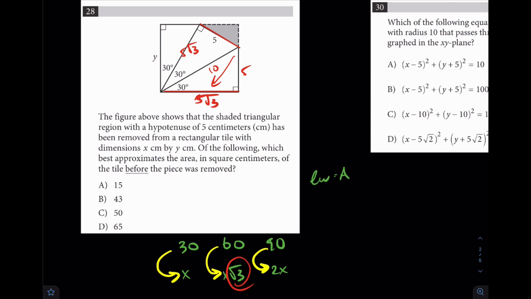Now what? Well, across from the 90 is 5 root 3, therefore across from the 30 it has to be half of that. So that's going to be 2.5 root 3. And if that's the case, what's this side going to be? Remember, for that side, you need to tack on a root 3. That's going to be 2.5 root 3 times root 3. What's root 3 times root 3? Just 3, and 3 times 2.5 is 7.5. Wow, that's really tough. At this point, we're done because all you have to do is length times width. You have 7.5 times 5 root 3, and the answer comes out to D.